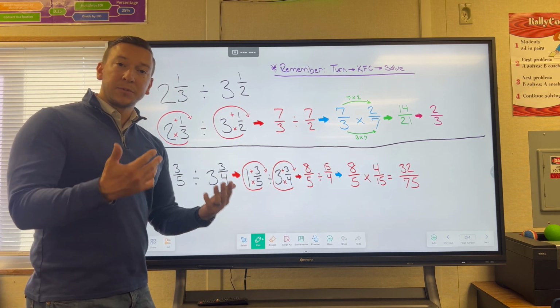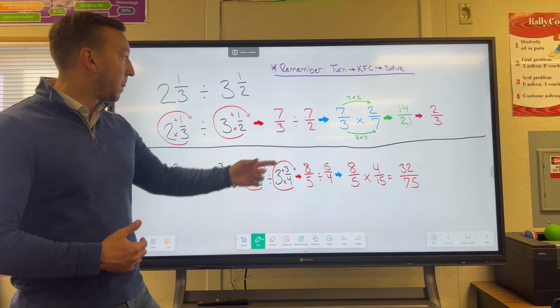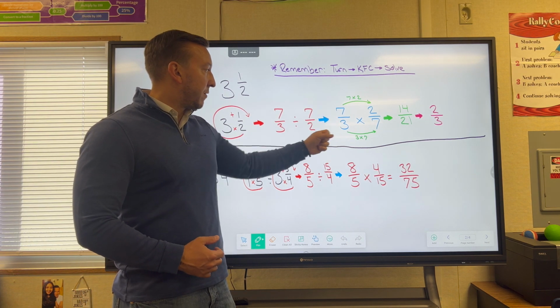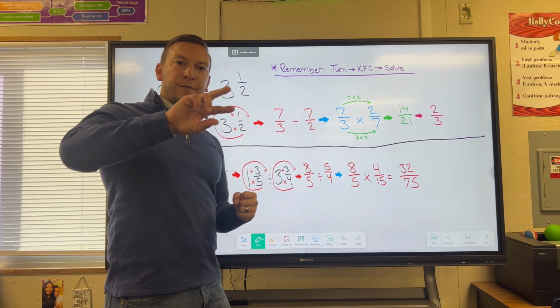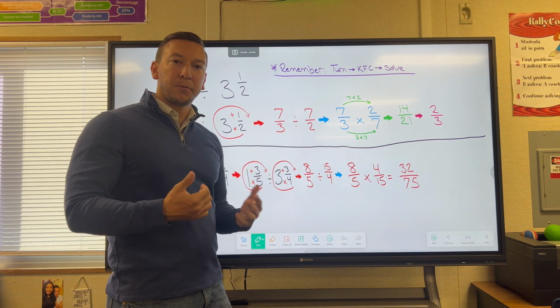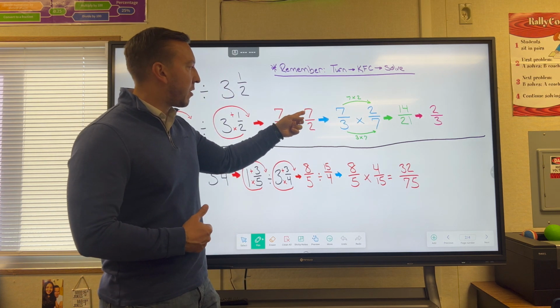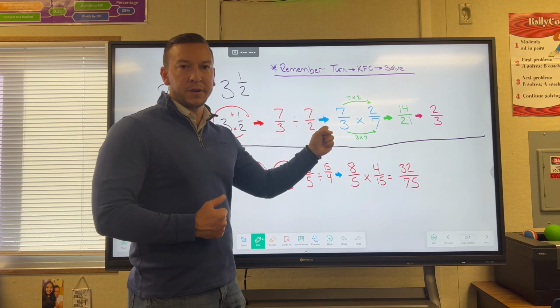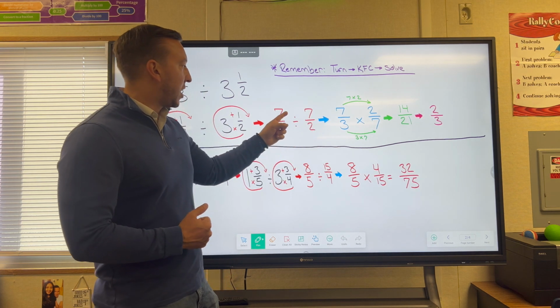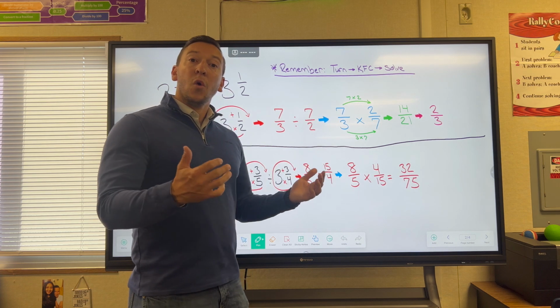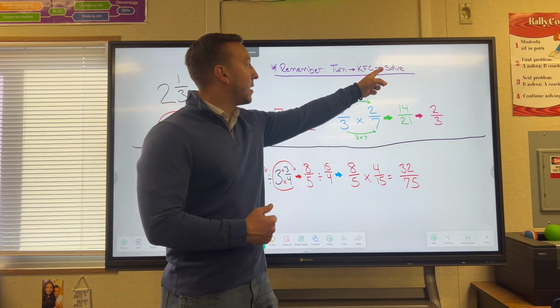Now I can move on to step 2, which is the KFC method. I'm going to keep the first fraction the same, 7 over 3. I'm going to find the reciprocal of the second fraction. So it's going to go from 7 over 2 to 2 over 7. And I'm going to change from division to multiplication. Once that's done, now I can solve.